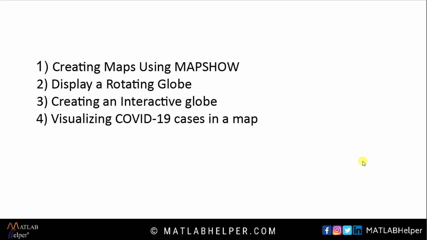In this video, we'll be seeing four different functions of this toolbox. Firstly, we'll be seeing how we can create maps using MapShow. Next, we'll see how to display a rotating globe. Next, we can create an interactive globe where you can select the cities and know its name and latitude and longitude locations. Fourth will be an application of this toolbox which is relevant to the current situation. That will be visualizing the COVID-19 cases of each country and plotting it in a map.